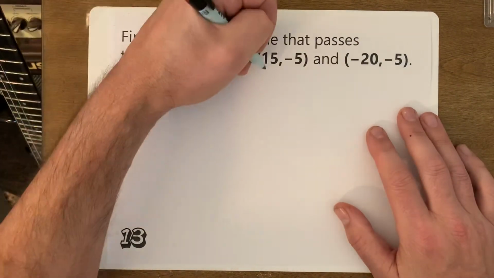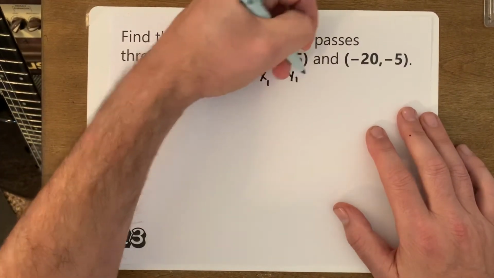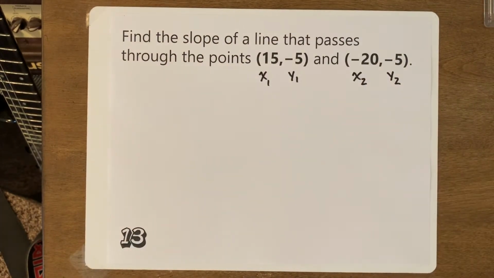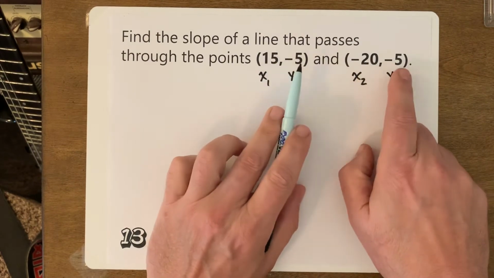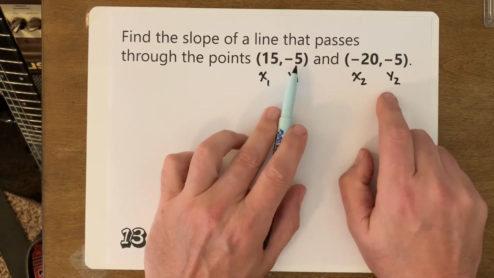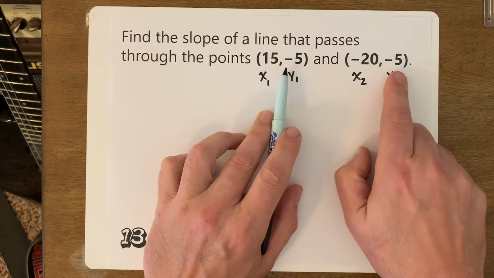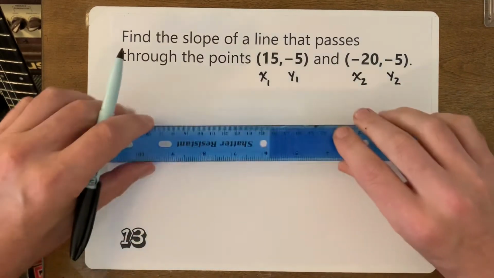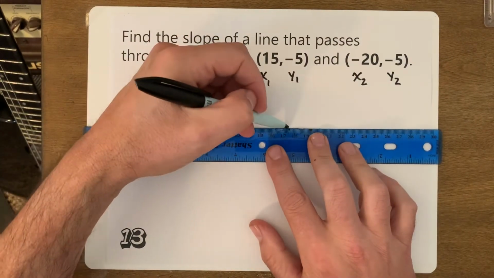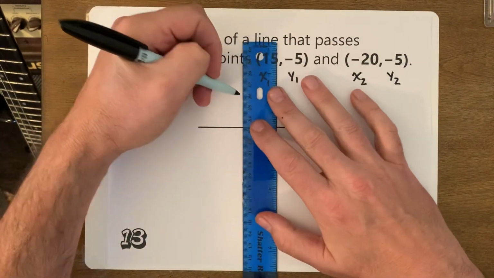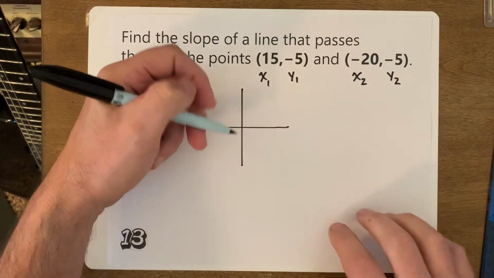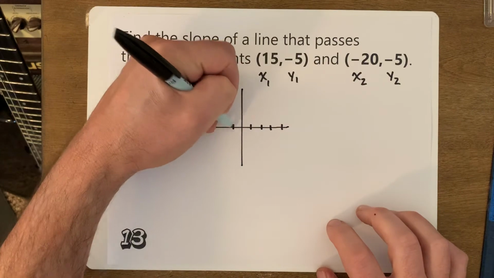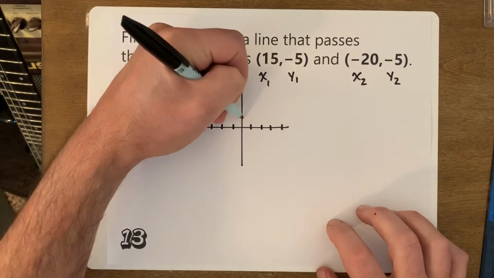So here we have x1, y1, x2, y2. So let's take a look at this first. Our two x values are different, but our two y values are the same. 15, -5 and -20, -5 are going to both have the same y coordinate. So let me do this real quick. I'm just going to draw a little sketch here of a graph just to see what's going on. So let's say we go 5, 10, 15, 20, 5, 10, 15, 20, and we'll go up here.